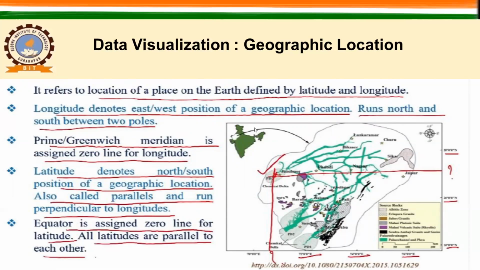Longitude denotes east-west position of a geographic location, which runs north and south between two poles. Prime or Greenwich meridian is assigned zero line for longitude. Latitude denotes north-south position of a geographic location, also called parallel, and runs perpendicular to longitude. Equator is assigned zero line for latitude. All the latitudes are parallel to each other.